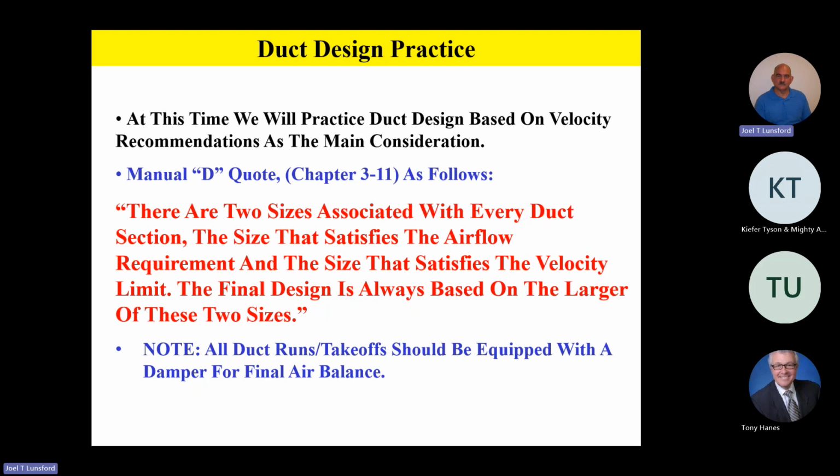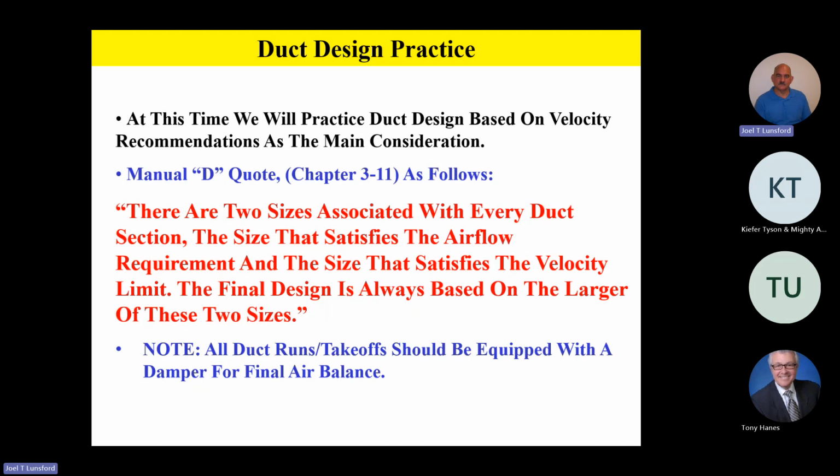Now, I know oftentimes we're taught in trade schools, and perhaps some we've learned from a previous family member, and some engineers certainly prefer what we call the static loss method or the friction loss method, which is fine because according to Manual D, and this is a quote right out of Manual D, there are 2 sizes associated with every duct section: the size that satisfies the airflow requirement and the size that satisfies the velocity limit. Now, the final design is always based on the larger of these 2 sizes.